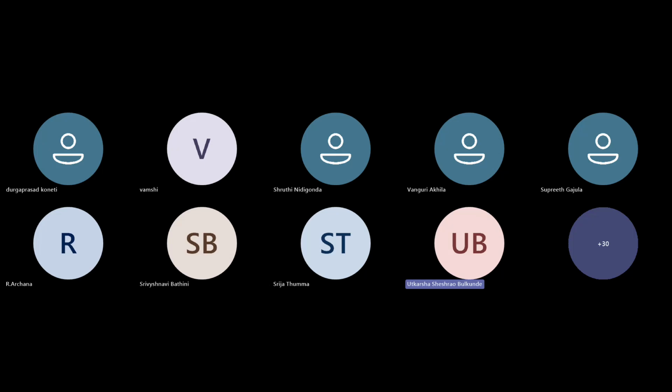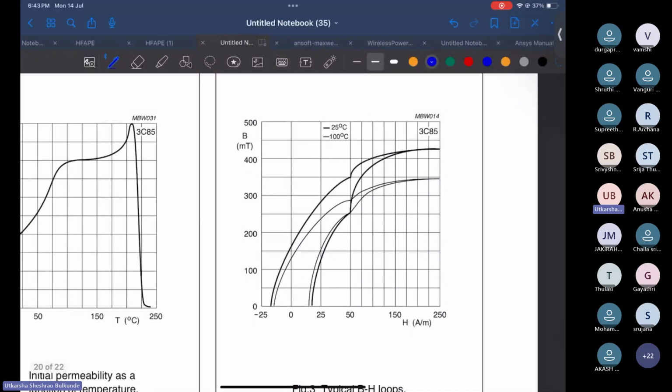Today we will learn how to assign a new material. For that, first we need a BH curve for that material. So this is the BH curve for that material. We are taking it for 100 degrees Celsius. So just take some random values. You can take any number of values you want, but try to take 10 or more values.